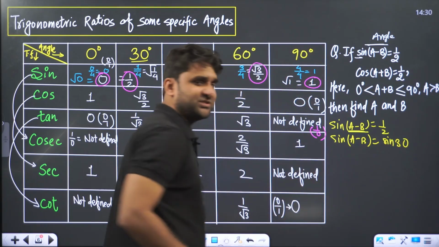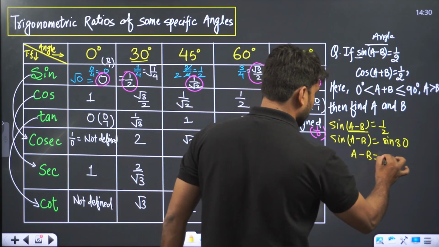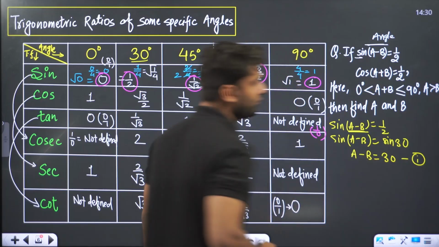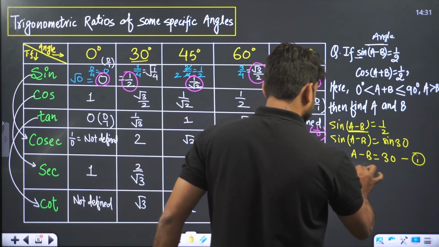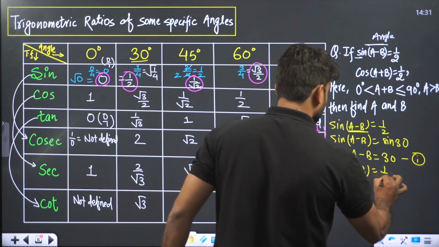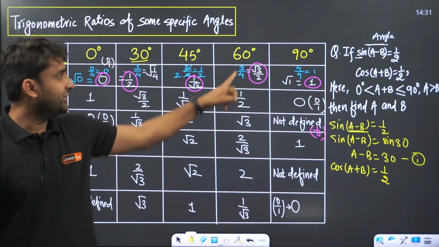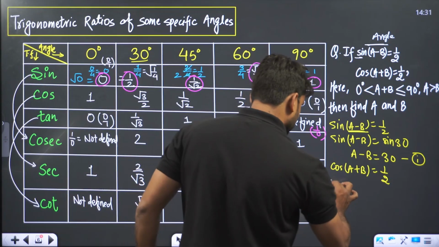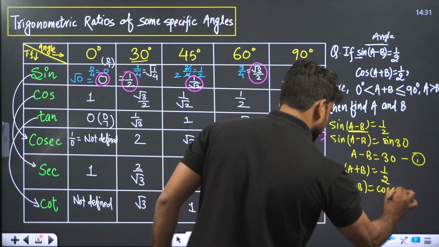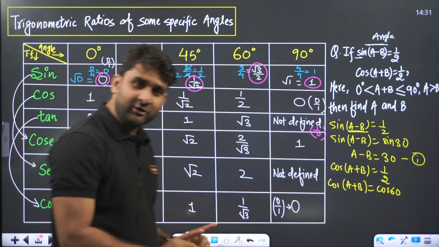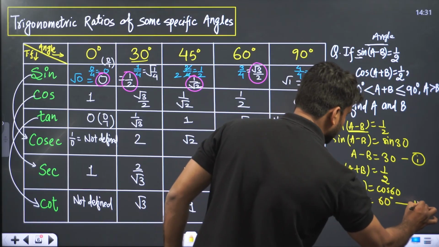Now look at the RHS and LHS. This is sine, this is also sine. So A minus B will be equal to 30, equation number 1. Clear? Now, equation number 2, similarly, cos (A plus B) is equal to 1 by 2. So at which angle will cos give you 1 by 2? This is 1 by 2. So angle should be 60 degree. So we can replace 1 by 2: cos (A plus B), and 1 by 2 can be written as cos 60. So RHS and LHS both are having cos, so the angle should be equal: A plus B will be equal to 60 degree, equation number 2.